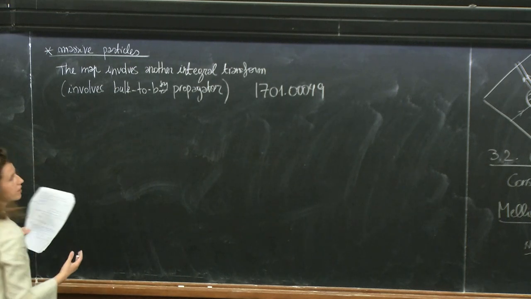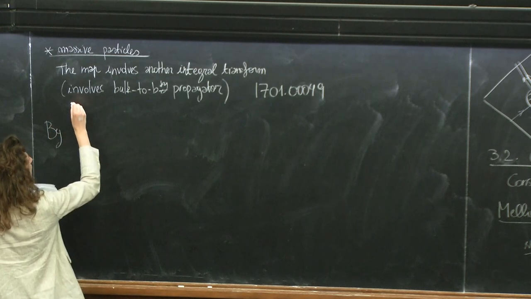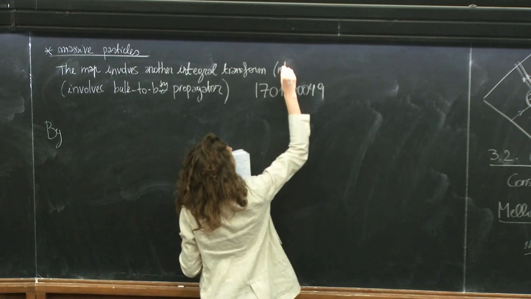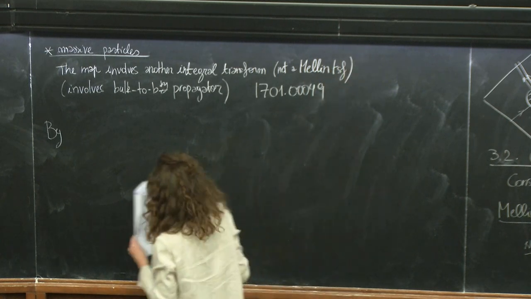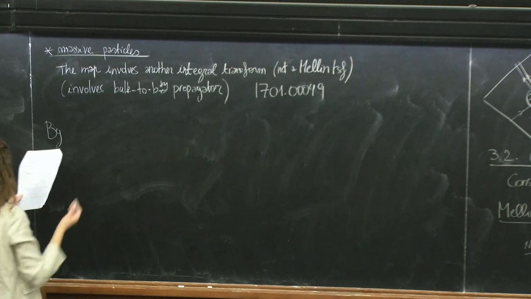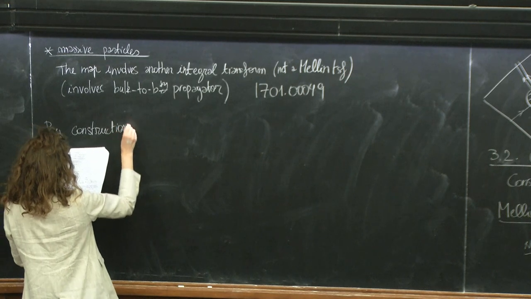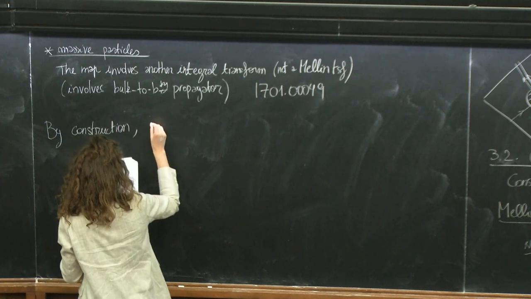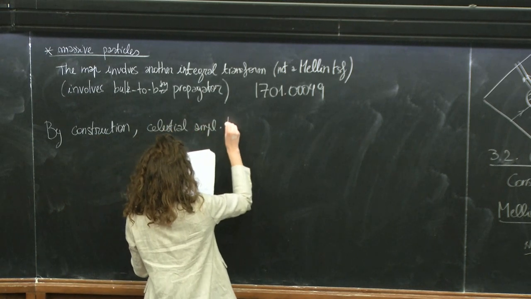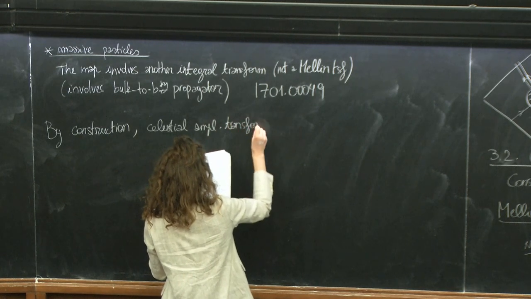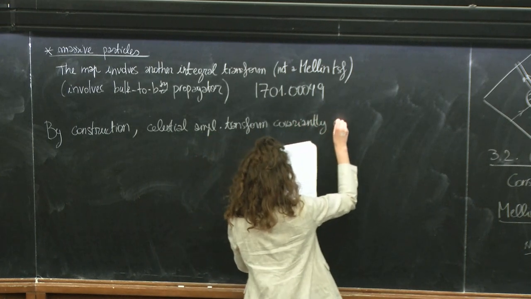But the important point and the upshot of all this is that for both cases here, so this is another, not a Mellin, what I meant is not a Mellin transform. That's something else. But for both cases, by construction, celestial amplitudes transform covariantly under SL2C.